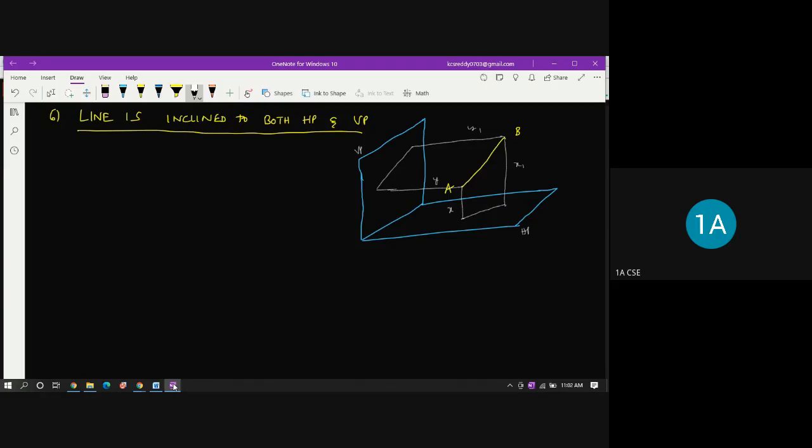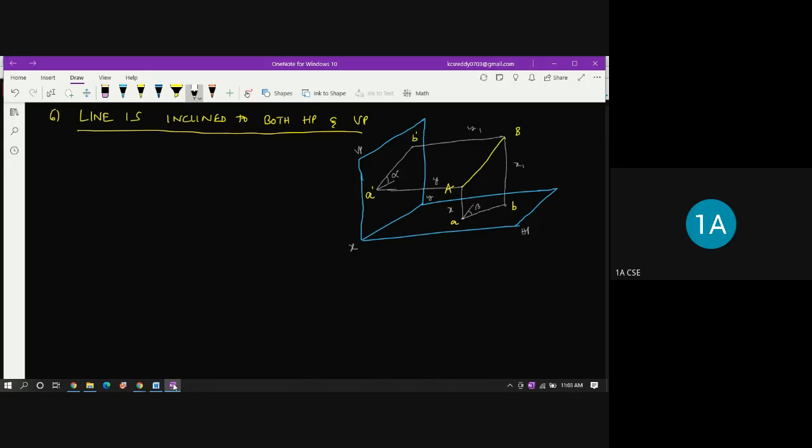In this case, the views you are going to obtain are A dash B dash and AB. If you look, A dash B dash is not parallel to the XY line. This is the XY line. Even AB is not parallel to the XY line, so it has some inclinations. Those inclinations are called apparent inclinations.